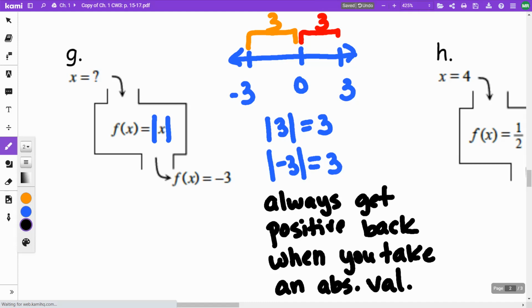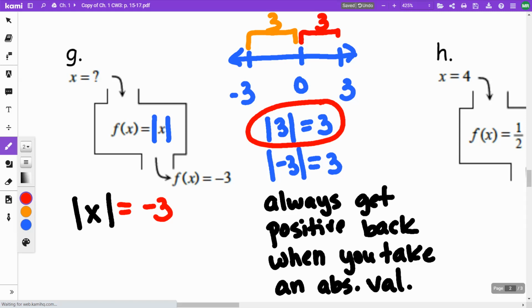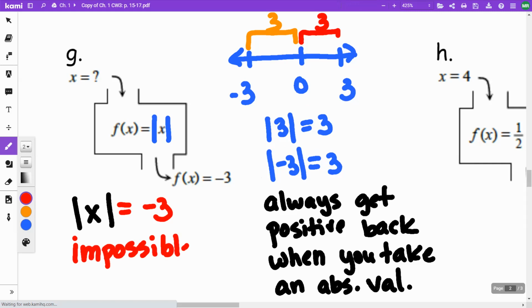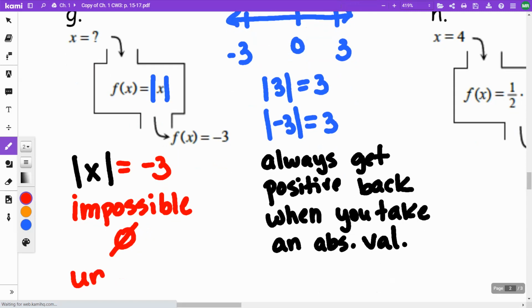So in this case, this is asking us, what can I take the absolute value of to get a negative 3? Well, we saw that when I take the absolute value of a positive 3, I get 3. We saw when I take the absolute value of a negative 3, I get 3. So this one is not possible. So this is impossible, no solution, undefined. Any of those will work. That's another one where they're trying to trick us.